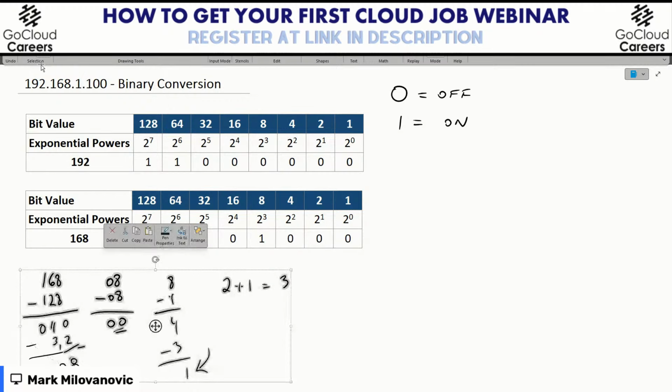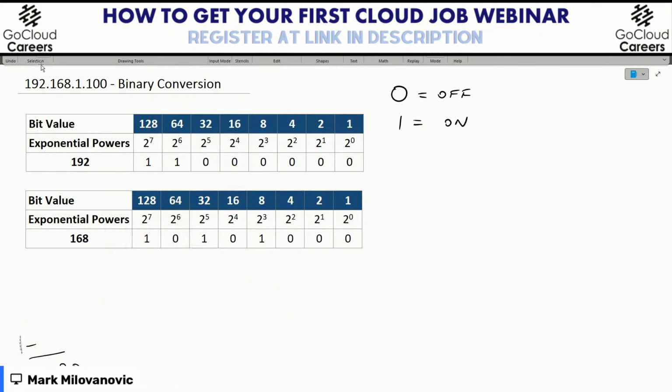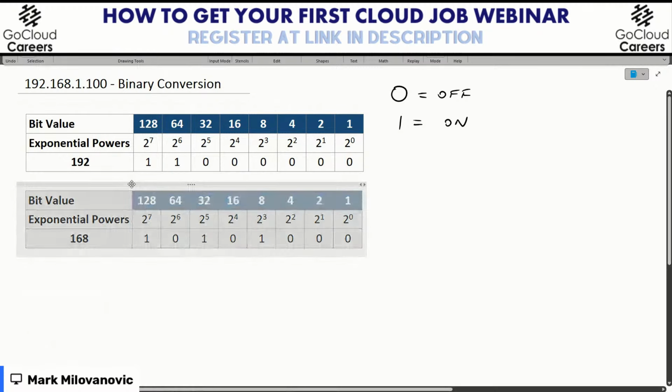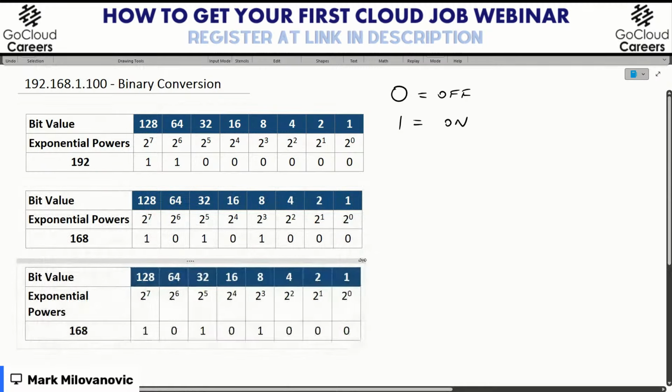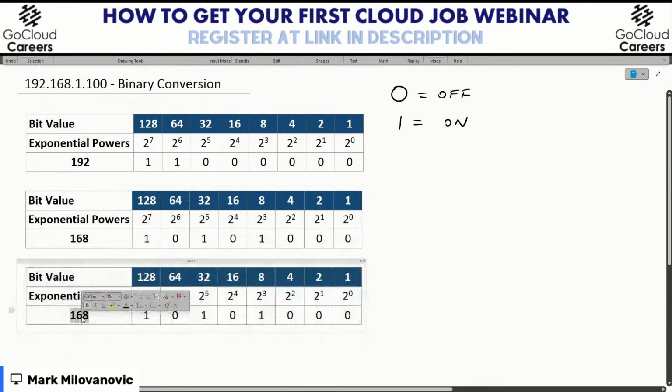Okay, so let me remove this. And let's copy the next one over. And the next value is going to be 1. Okay.